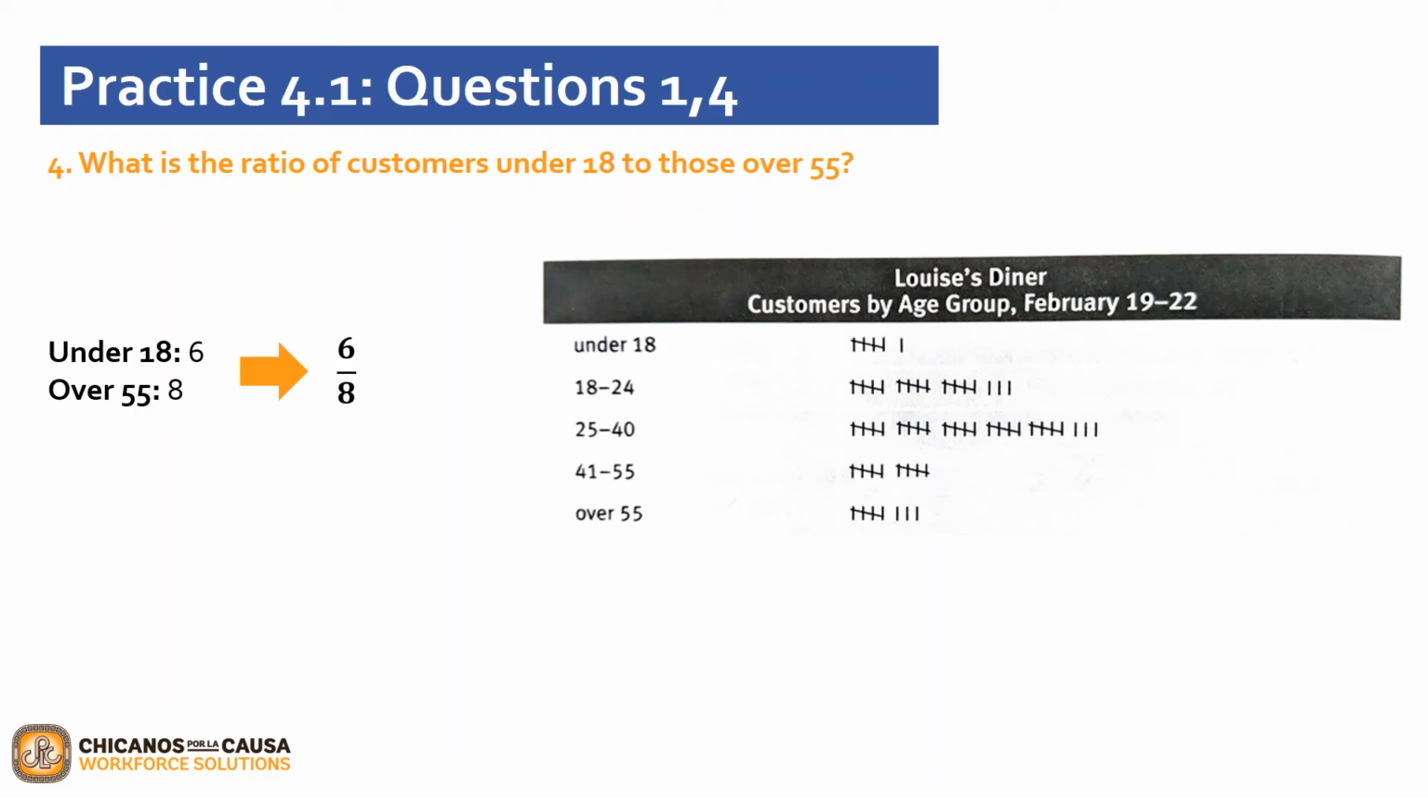If we look at this particular fraction, we can further reduce it as they both share a multiple, that multiple being 2. If we divide both 6 and 8 by 2, this gives us a final answer of 3/4. That means that we have 3 customers under 18 to every 4 customers over 55 years old.